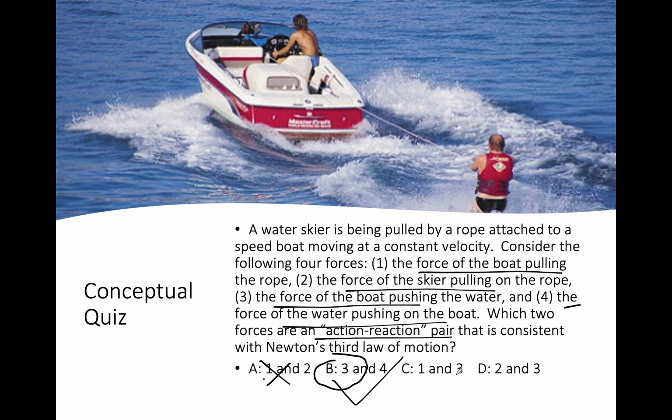Now let's add C. Boat pulling rope, 3, boat pushing water. Well, not at all. There's no common object. Oh yeah, we have a common object. So it's boat, rope, boat, water. You have three objects, so no. 2 and 3: skier, rope, boat, water. Yeah, you have four objects. Definitely no.